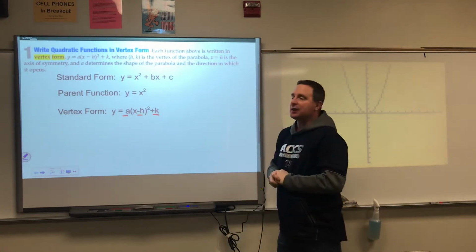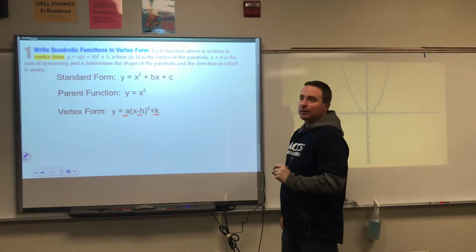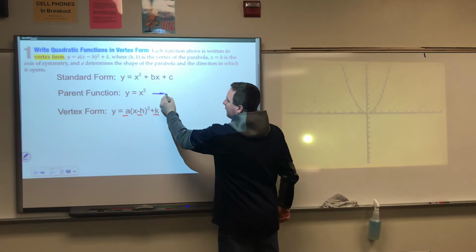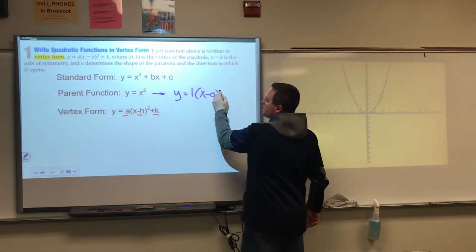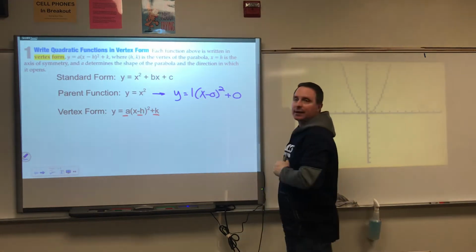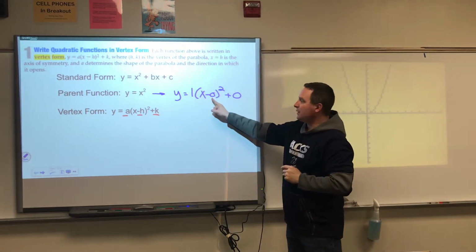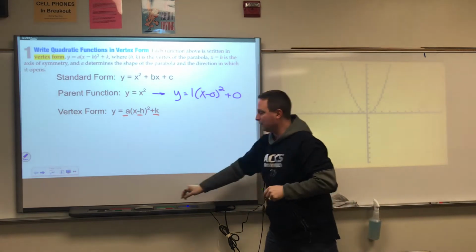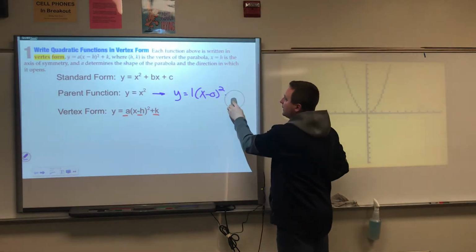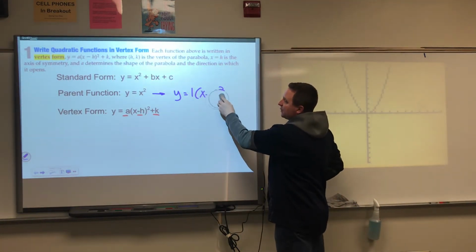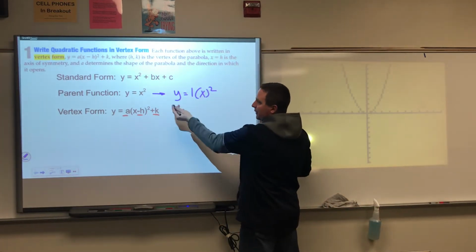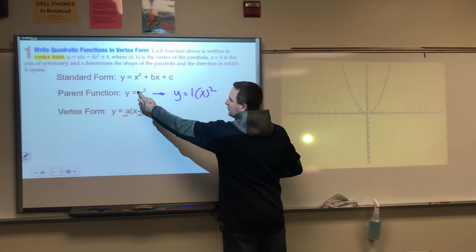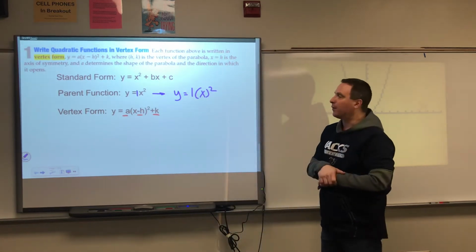Technically, the parent function is also in vertex form, and I could rewrite that as y equals 1 times x minus 0 squared plus 0 again. The A is a 1, the H is a 0, and the K is a 0. And again, with the 0 here, I don't need it. Well, x minus 0 squared is just x squared. And then there's the 1 out front, which we technically don't need. So it's really the same thing, just a different form.